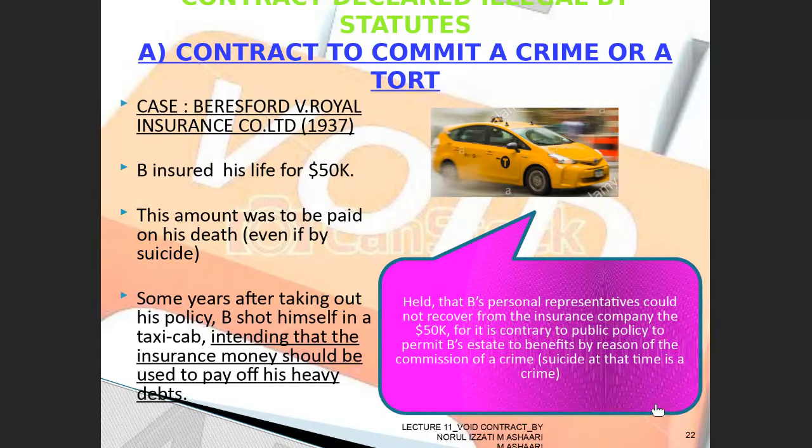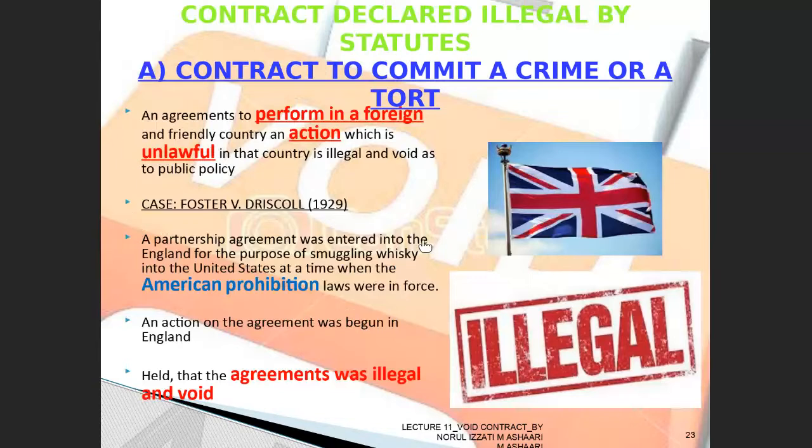Okay, now number two, you can see here a contract to commit a crime, Foster versus Driscoll. A partnership agreement was entered into in England for the purpose of smuggling whiskey into the US at the time when the American prohibition laws were in force. This is the agreement that was begun in England. So therefore, the agreement for this particular issue is considered illegal.